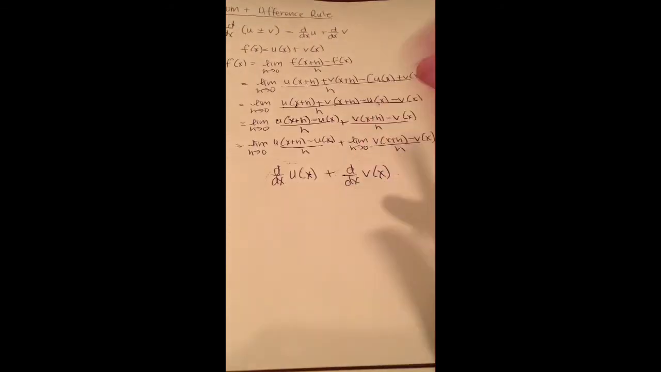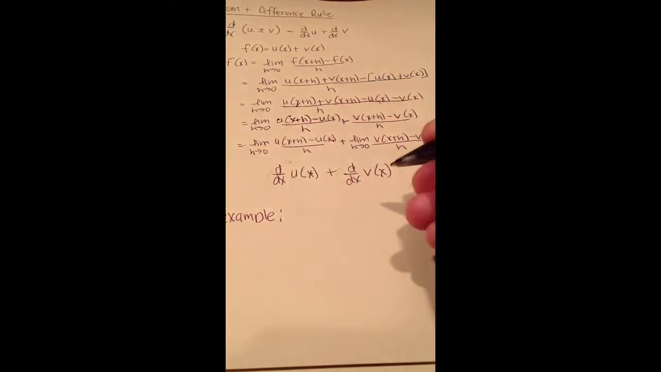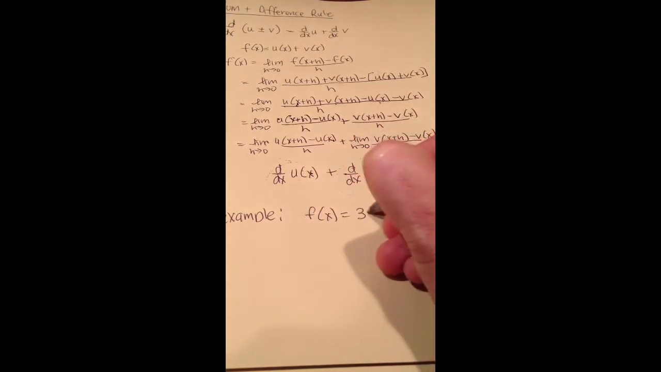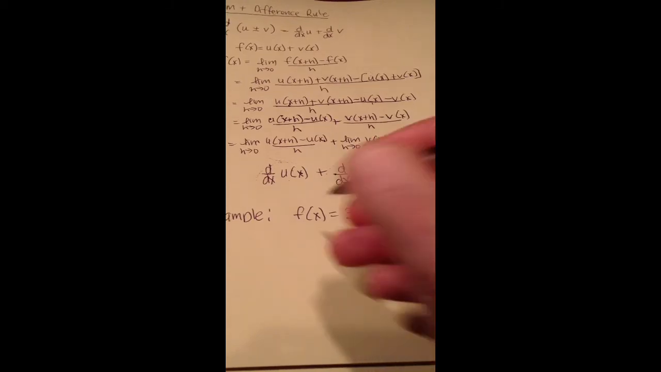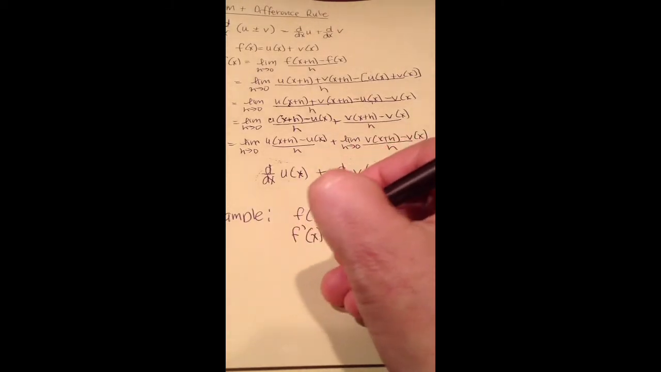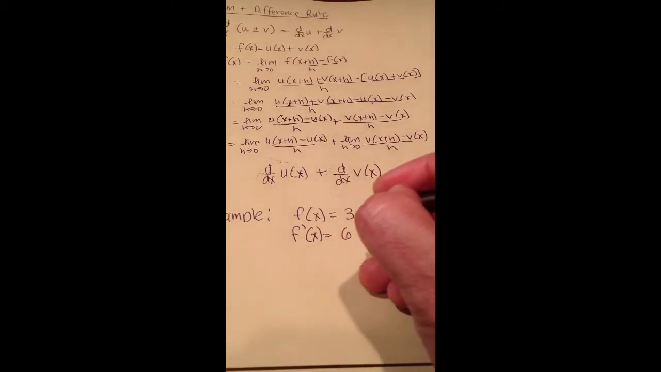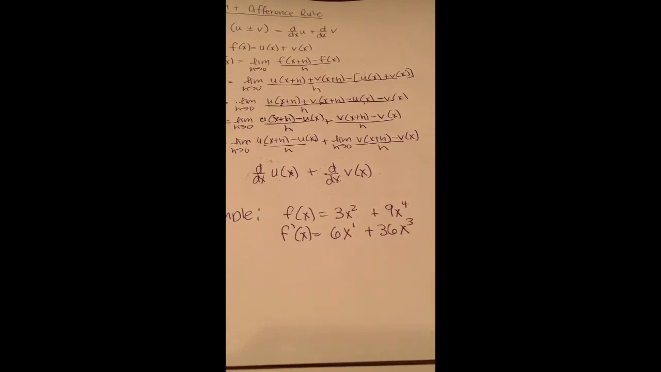All right, so let's put this into an example. I can make up anything. F of x equals 3x squared plus 9x to the fourth. Okay, so for the derivative, I'm going to use my constant multiple rule, but I'm going to just take the derivative of each piece. It is going to be 2 times 3, which gives me 6, x to the first power, plus 9 times 4, which gives me 36, x to the third. And that is it. That is how you can take the derivative of functions.